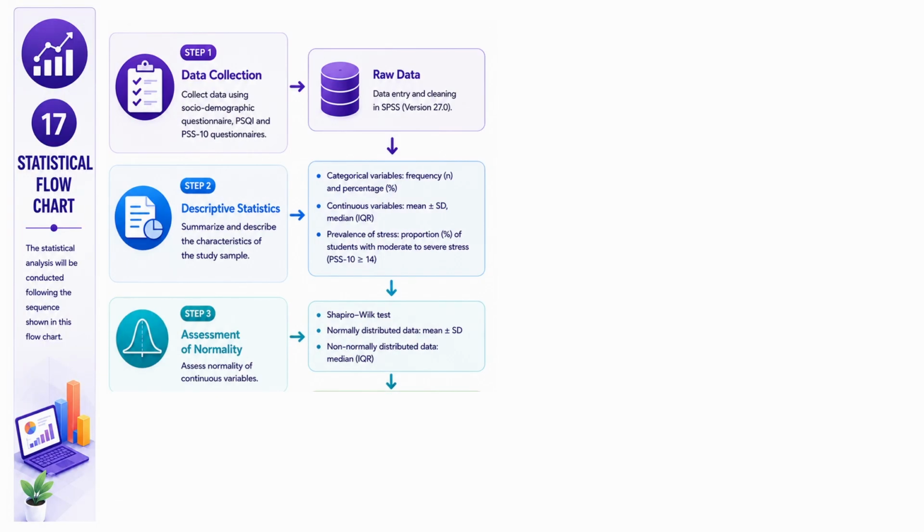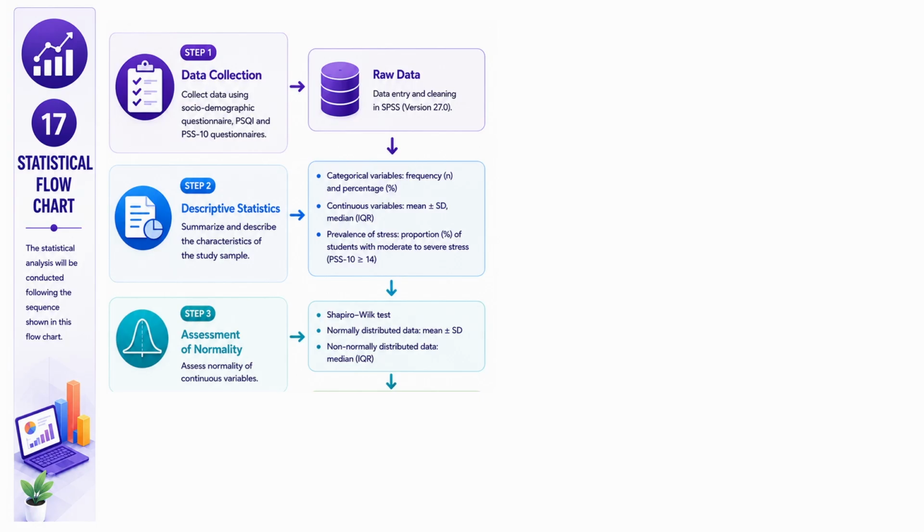So this is a statistical flow chart. Data collection, then how the raw data is entered and cleaned in SPSS. Then comes descriptive statistics. Categorical variable will be described using frequency and percentage. Continuous variable will be described using mean and standard deviation or median and interquartile range.